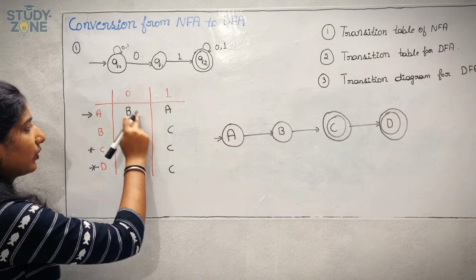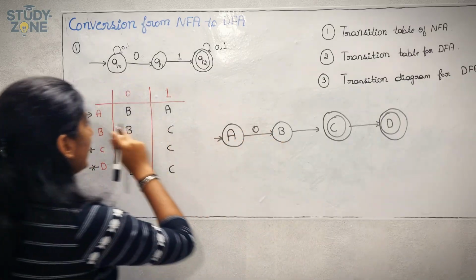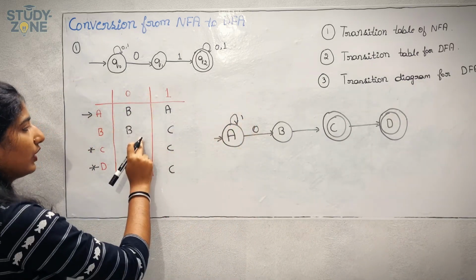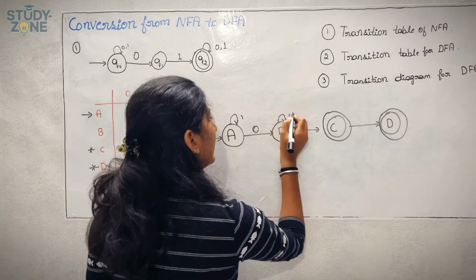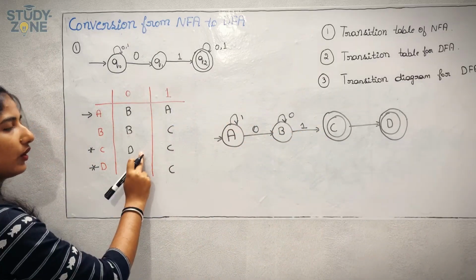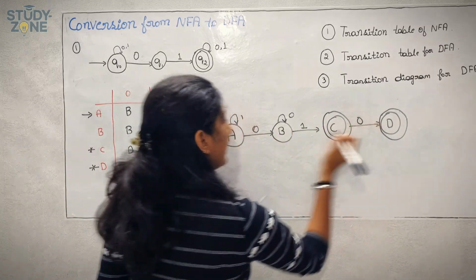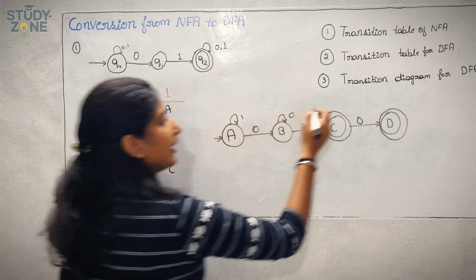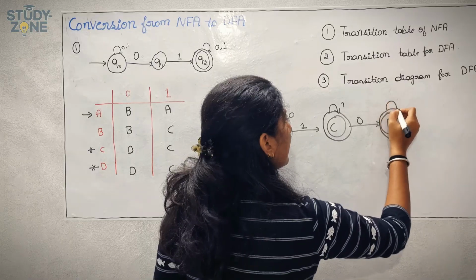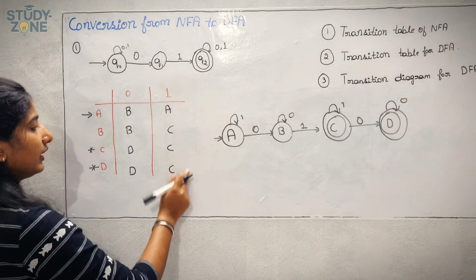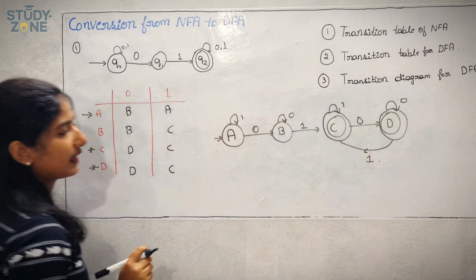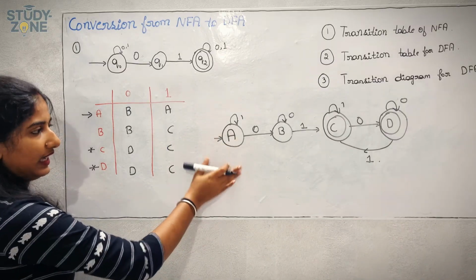Now A on 0 it will be moving to B, A on 1 it will be there in A only, and B on 0 it will be there in B only, and B on 1 it will be moving to C, and C on 0 it will be moving to D, and C on 1 it will be staying in C only, and D on 0 it will be there in D only, and D on 1 it will be moving back to C. This is the final representation of the transition diagram for DFA.